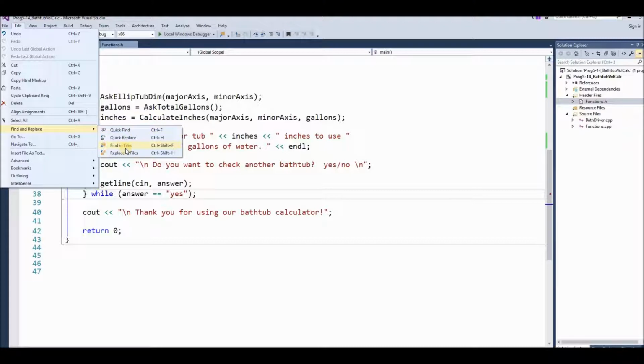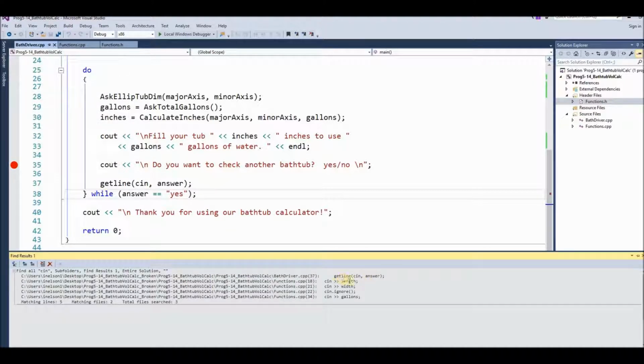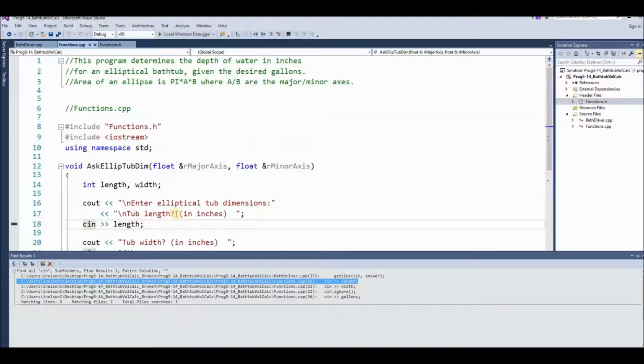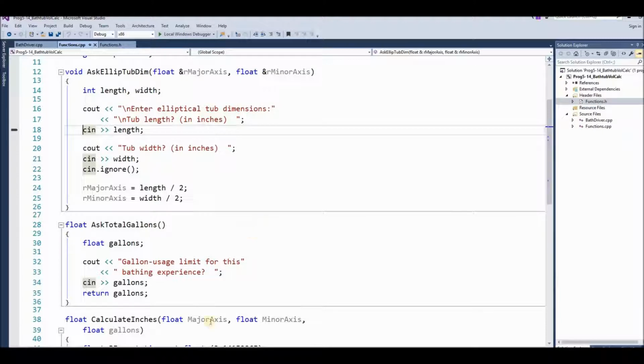So I'm going to stop debugging for now, and I'm going to go over to the edit function, find and replace, find in files. And what I'm looking for is cin, and I want to find all of them. Okay. So here are all my cins. I'm going to look at this one. If I double click on the item, it will take me to where it is. Did I put in a cin.ignore here? No, but I put one in down here, and that should take care of both of them.